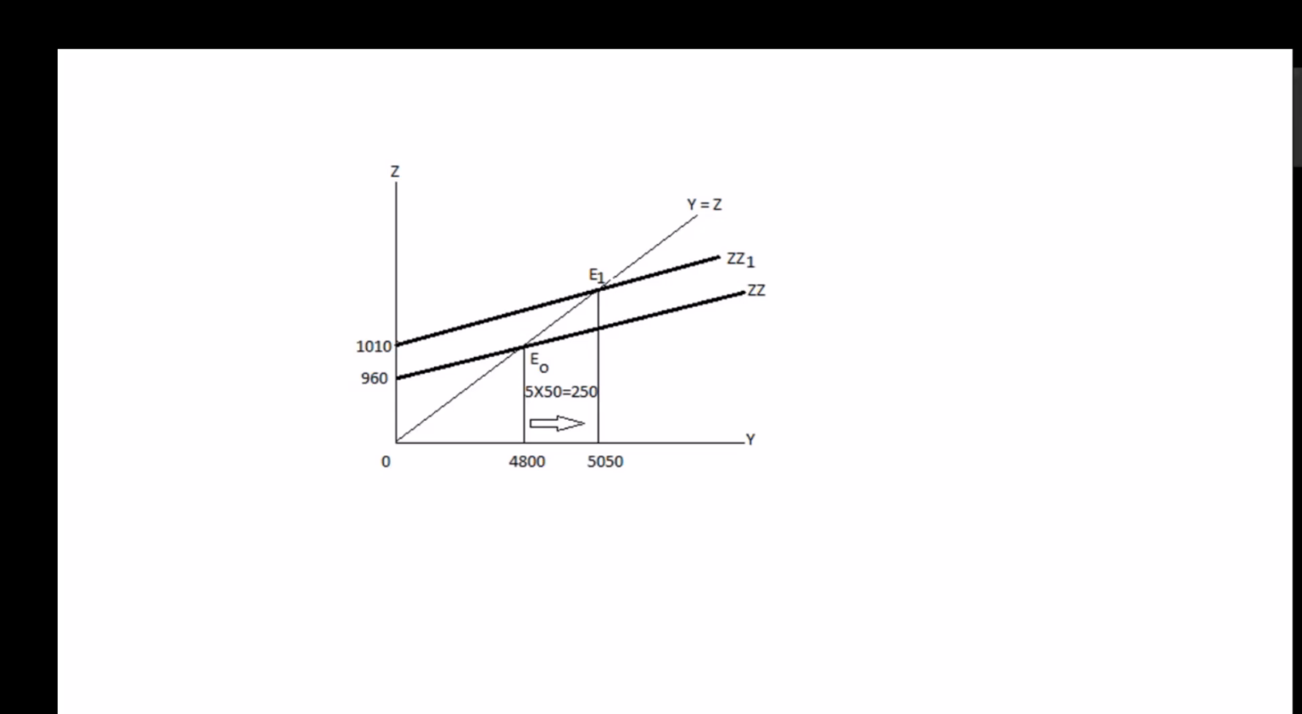And the difference is 250. 5050 minus 4,800 is 250. Your multiplier times the increase in your injection, the increase in government spending. It increased from 400 to 450. 50 times your multiplier, which is 5, will give you 250. And that is the difference between 4,800 and 5050.